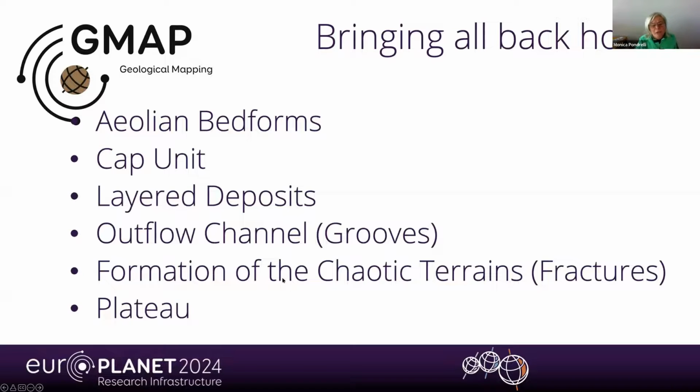So we have the plateau, we have the formation of the chaotic terrains with the fractures related, and the outflow channel and the grooves which shape the terrain.